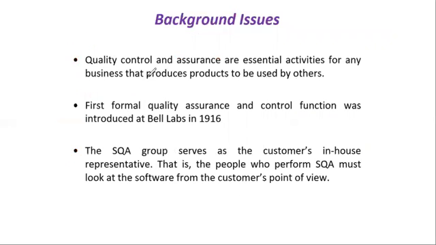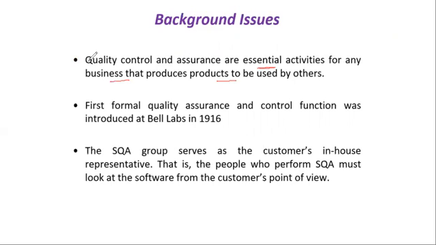Now, coming on to the background issues. Quality control and assurance are essential activities for any business that produces products to be used by others. That is, whenever you are in the business of developing software, the main thing is quality control, and software quality assurance is the main thing. You need to ensure that the quality is the best.